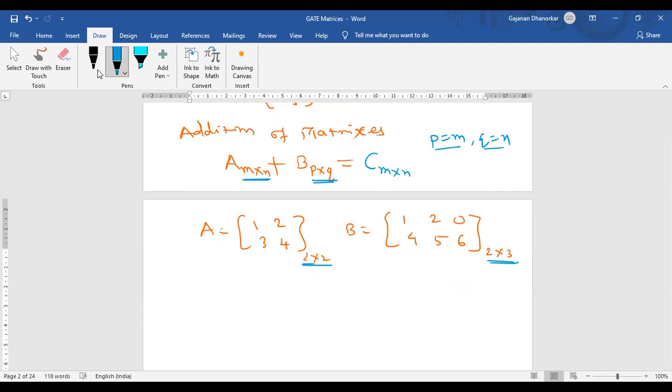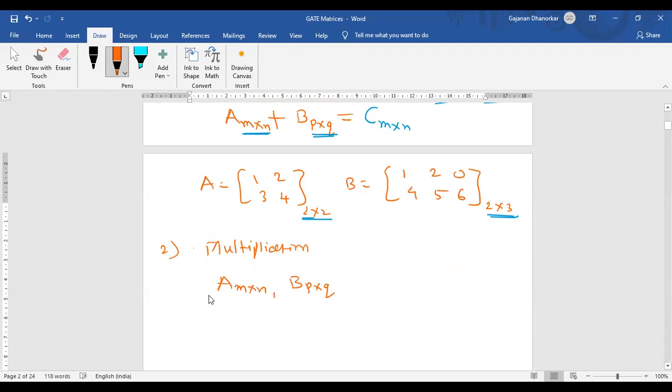If we have to take multiplication, then what do we have to do? Suppose I have matrix A of order M by N, and matrix B of order P by Q. Now, which condition should be there to take the product A into B, and get matrix C? N equal to P. The number of columns of the first matrix should be equal to the number of rows of the second matrix. And then the order of the resulting matrix is M by Q.